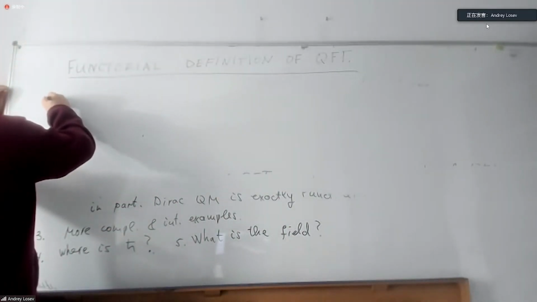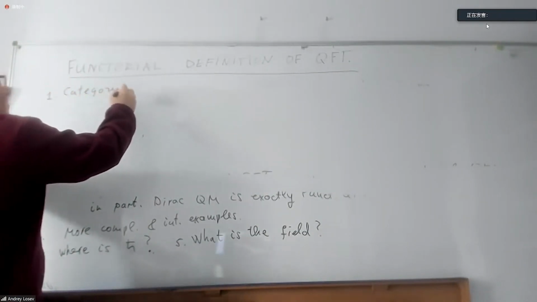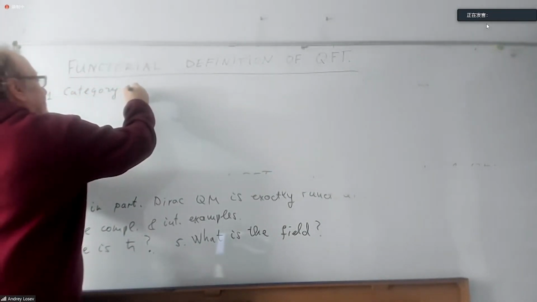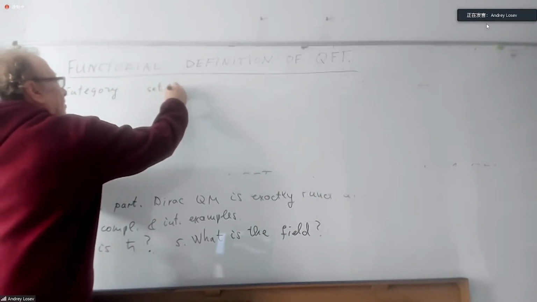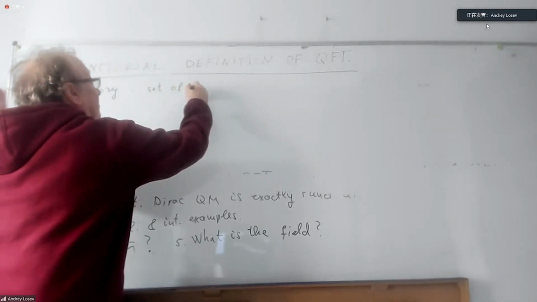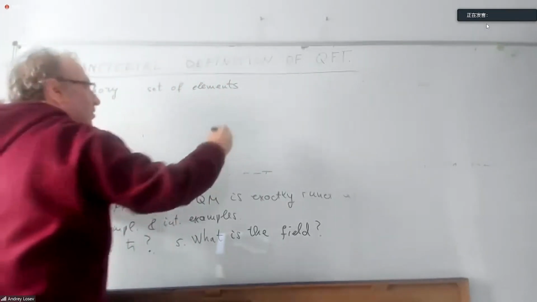So, point number 1, category. It is a set of elements called objects.